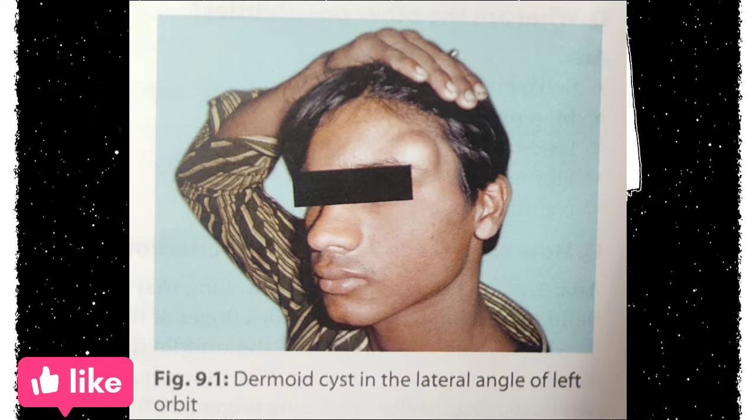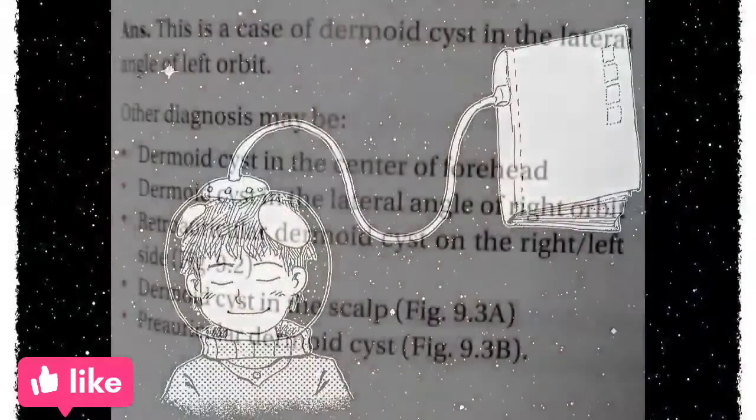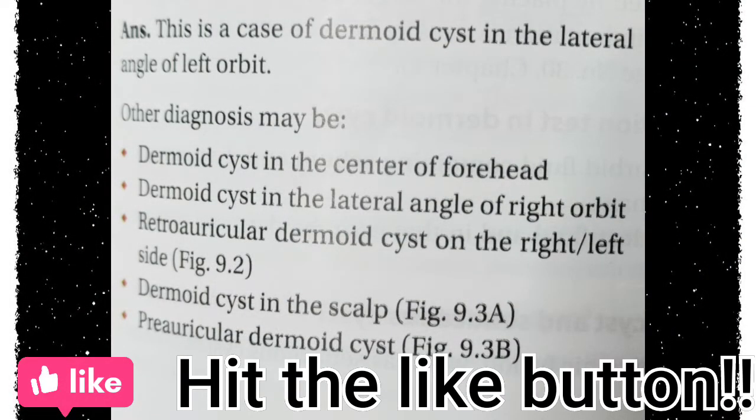Right, so this is the diagnosis. What will be the diagnosis of this case? This is a case of a dermoid cyst in the lateral angle of the left orbit. Left orbit mein ek dermoid cyst hai, in the lateral angle of the left orbit, right?